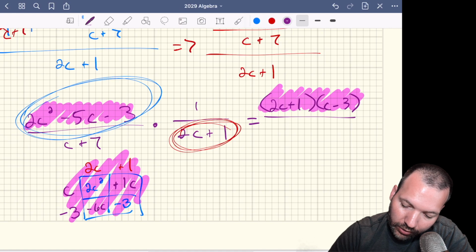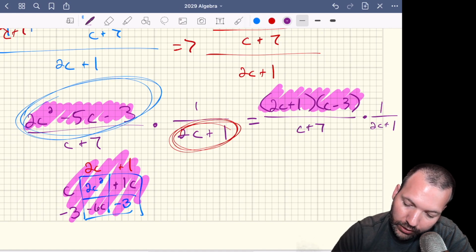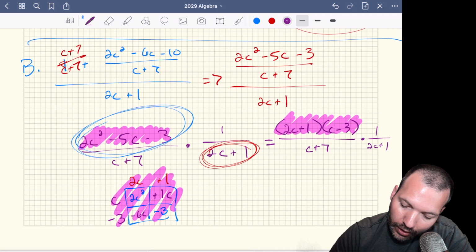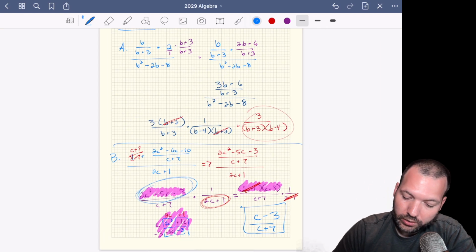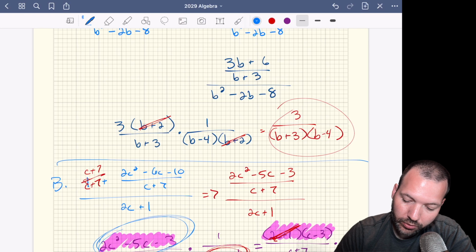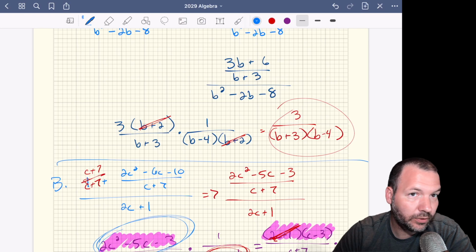And all of that is still over c plus 7 times 1 over 2c plus 1. But I'm going to cancel now. The 2c plus 1, 2c plus 1. And that's how I end up with simply c minus 3 over c plus 7. Earlier, my answer for Check Your Progress 4A was 3 over the product, b plus 3 times b minus 4.